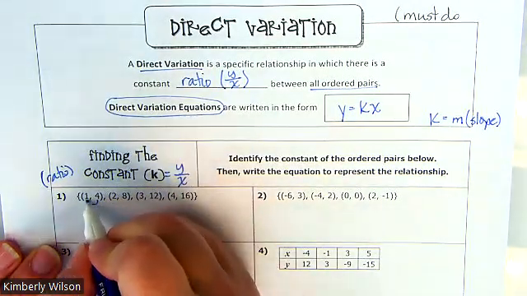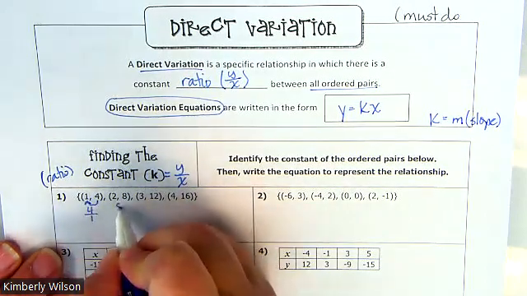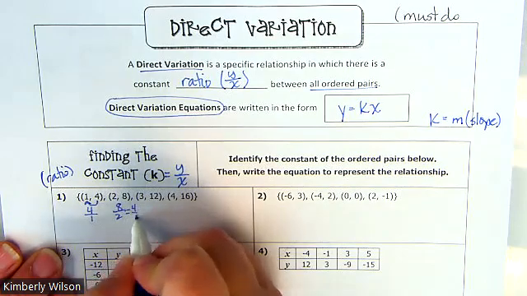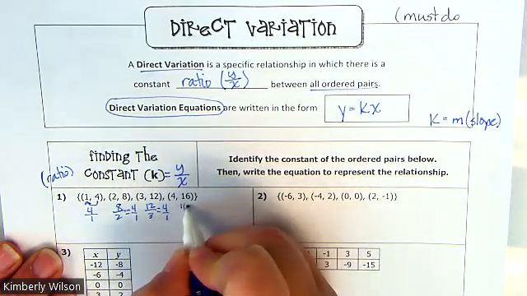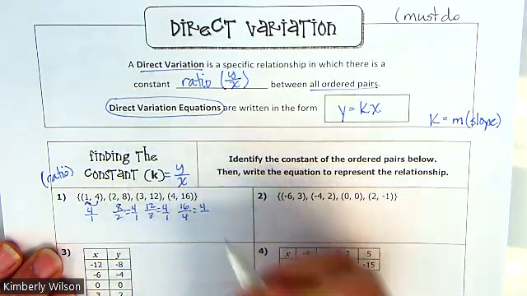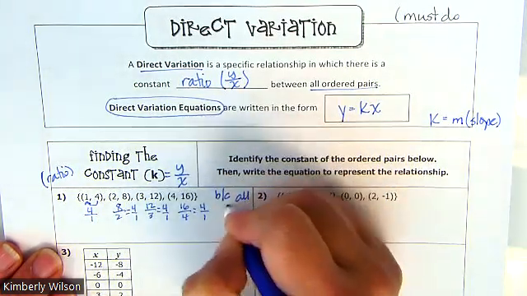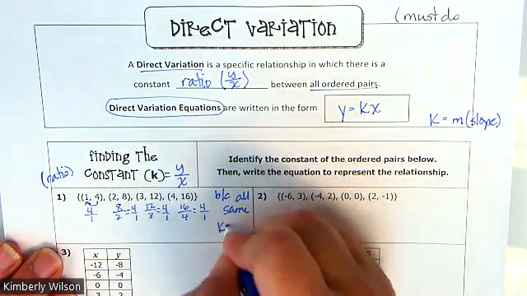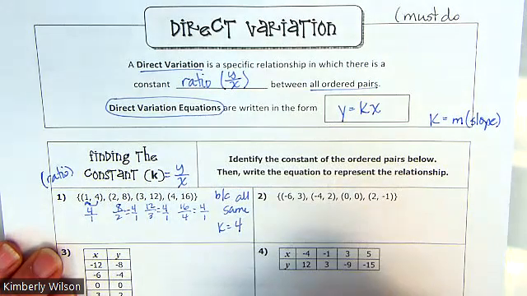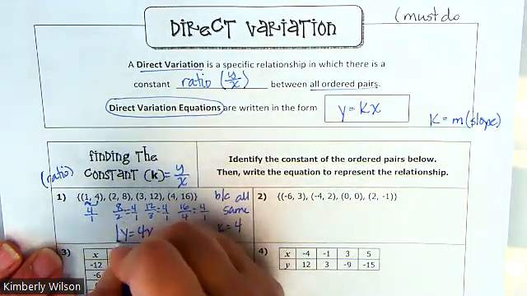So I'm doing the 4 into the 1. So I'm going to have 4 over 1. 8 over 2 simplifies to 4 over 1. 12 over 3 simplifies to 4 over 1. 16 over 4 simplifies to 4 over 1. Because they're all the same, my k is equal to 4, because 4 over 1 simplifies to 4. So my equation is y equals 4x.